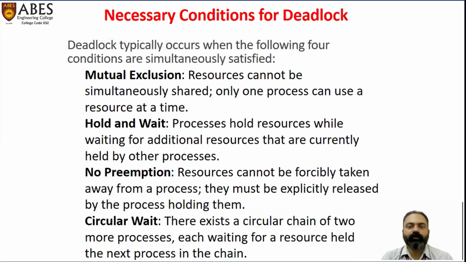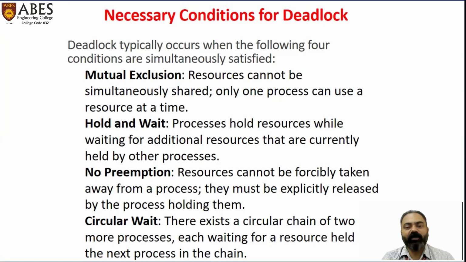Now, the conditions that are responsible for occurring a deadlock. First is mutual exclusion. Means resource cannot be simultaneously shared. Mutual exclusion means resource cannot be simultaneously shared. Only one process can use a resource at a time. This situation may lead to deadlock.